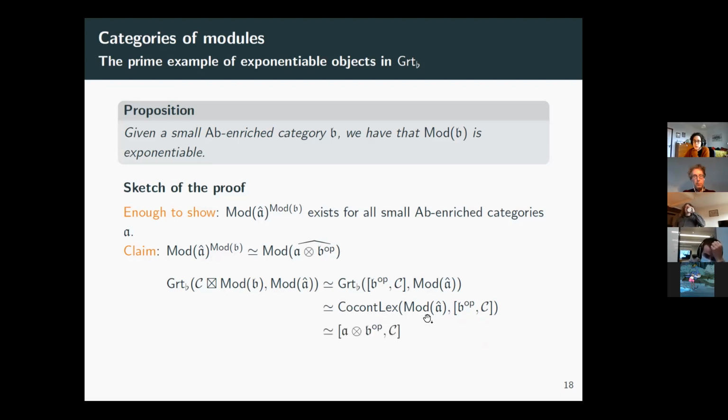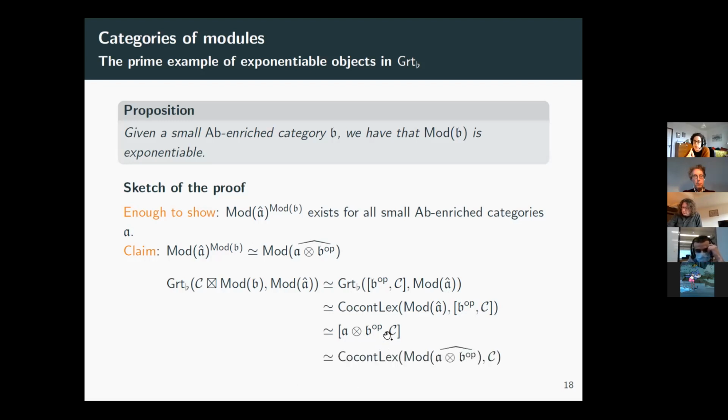Now, mod A hat, first, co-continuous from mod to something is just morphisms from that A hat to whatever we have here, because mod is just the free completion under small co-limits. So then we have just lex functors, left exact functors from A hat to this. But A hat is the free completion under finite limits. So left exact functors from that completion to this is just functors from A to this. And then we use the tensor product to bring the B up here. So this is nothing but functors from A times B up to C.